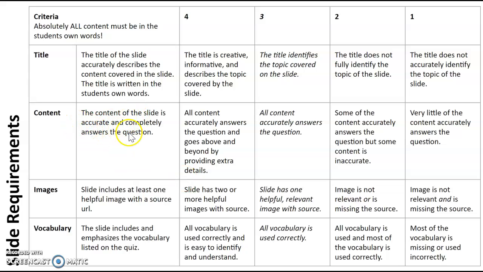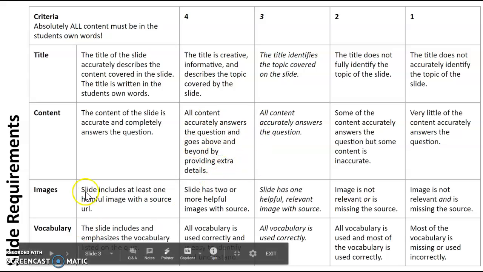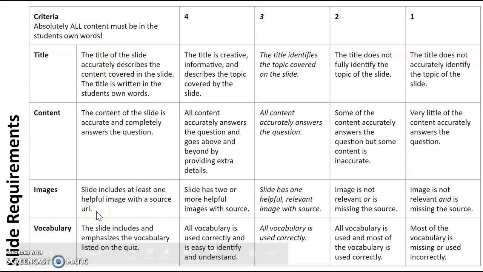The content of your slides should be accurate, right? So it should be true, and it should completely answer the question. Okay, if you're looking for a 4, you should go above and beyond by providing some extra details and insight. You should have at least 1 image per slide, and you should have a source URL. So you can just paste the URL underneath the image, and that's good enough for me.